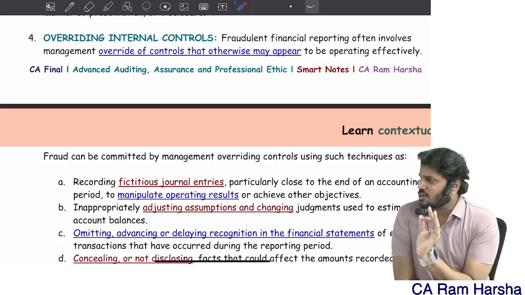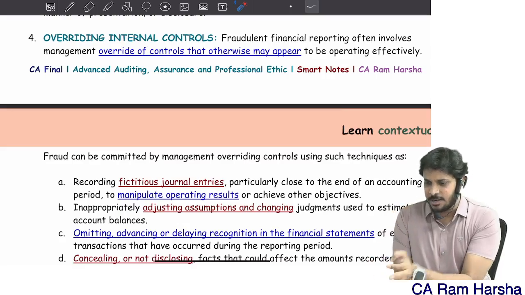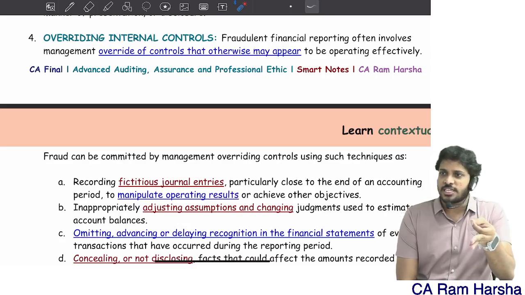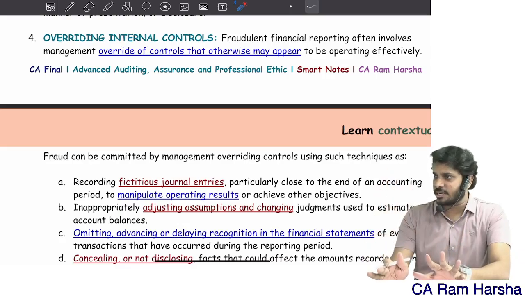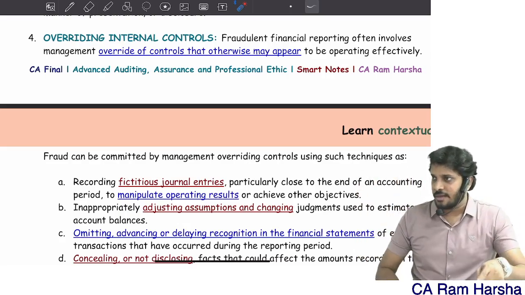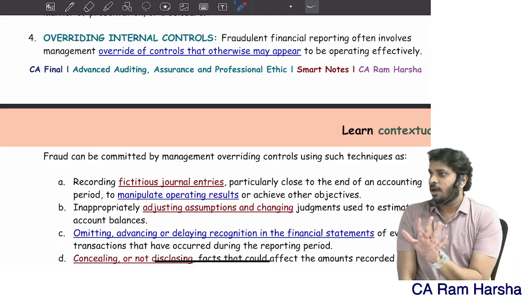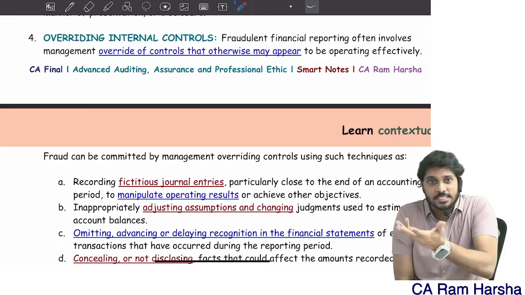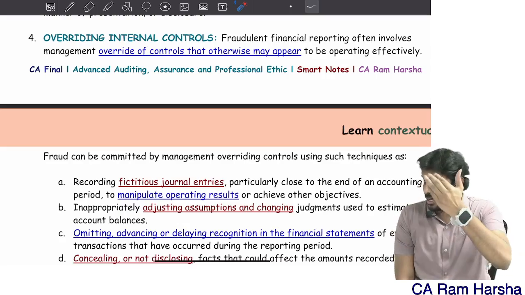What is overriding control? Very simple. If the company has to pass a purchase transaction, a voucher has to be prepared. That voucher has to be authorized by somebody. The voucher has to be prepared by somebody. For that, supporting bills and all should be there. After verifying this entire process only, the entry will be passed and the manager will approve it. Then only the entry will reflect in the accounting records. This is the control. Overriding means what? Not following this control. So management commits frauds by overriding controls.